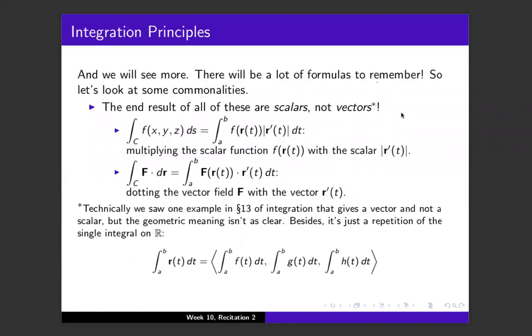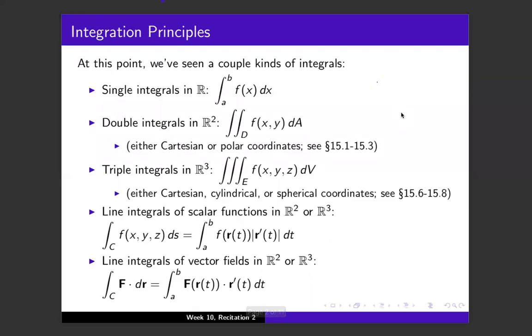Okay, so here are some commonalities between these things. Because there are so many integrals, it can seem like there are a lot of formulas to remember, but there are some common threads and some parallels to draw between them that might make them a little bit easier. One thing is, if you look back at all of these integrals, for single, double, and triple integrals, those usually represent some kind of a mass or volume or area. Those are all scalars. And the same thing is true for line integrals of scalar functions, those are also going to be scalars. Again, you can think of those as the density of a wire, or the area of some curtain or fence, or whatever you want, really.